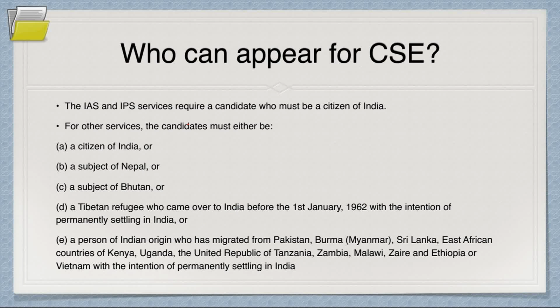Okay, so is this understood: India, Nepal, Bhutan, Tibetan refugee? So these are the four. But for IAS and IPS, only Indians can become officers. A person of Indian origin who migrated from Pakistan, Burma, or these other countries with the intention of permanently settling in India is also allowed to give this exam. But here, person of Indian origin is the condition, so you have to make sure this is there.